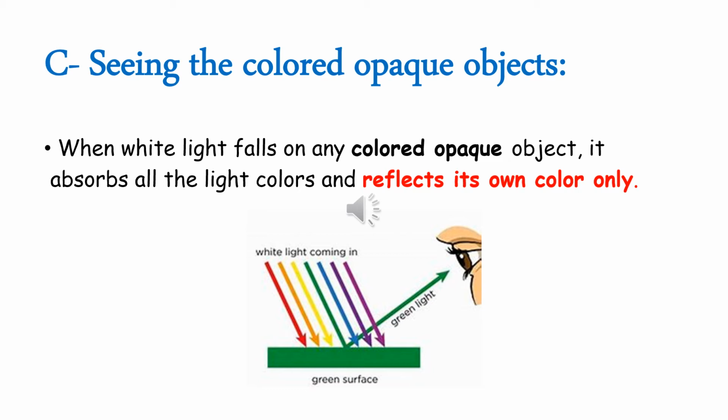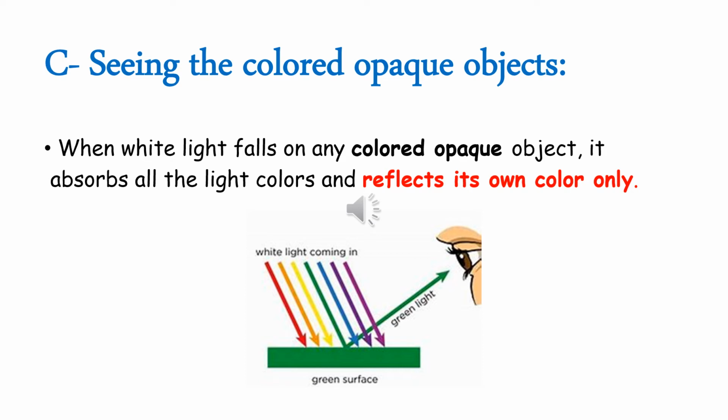When the white light falls on any colored opaque object, this opaque object absorbs all the light colors and only reflects its own color. As we know, opaque objects reflect the light that falls on them. So if the colored opaque object is green, it will reflect only the green color that falls on it.